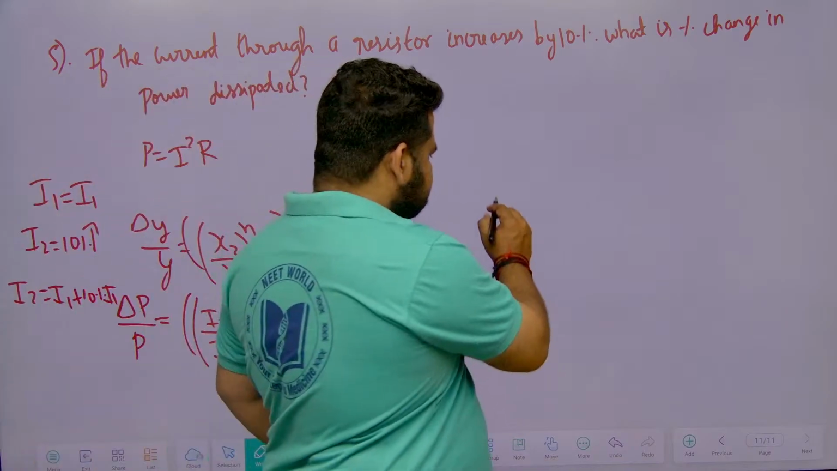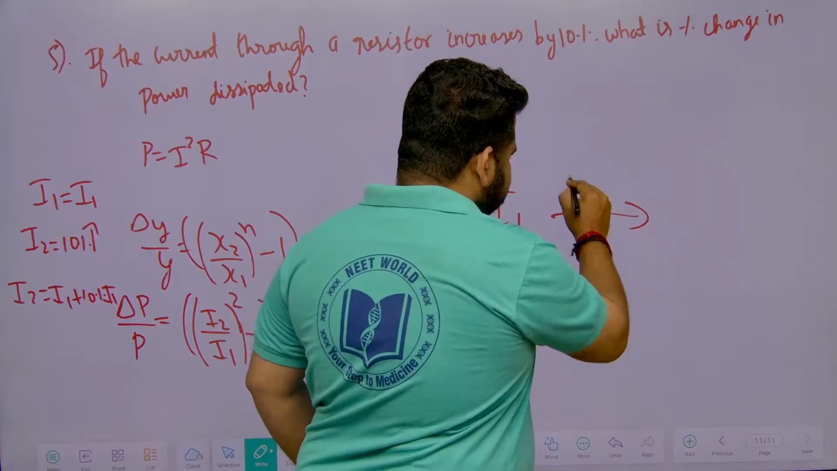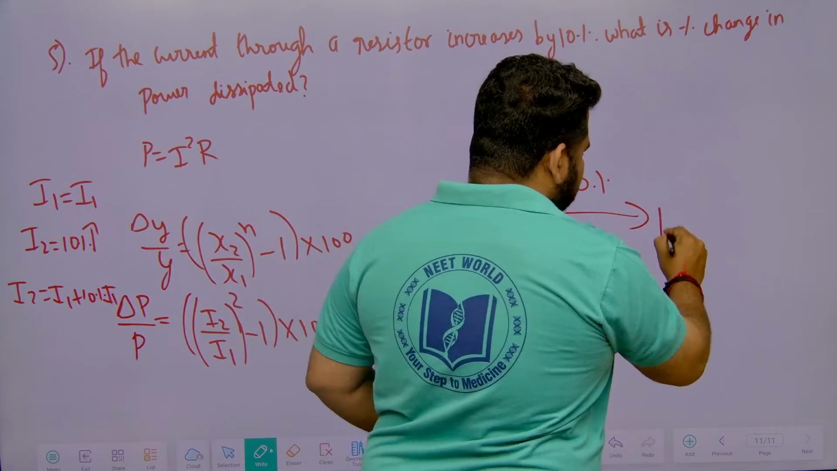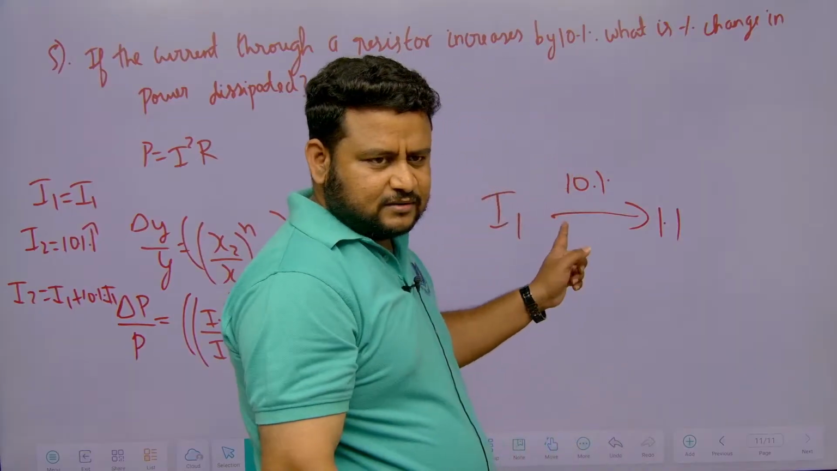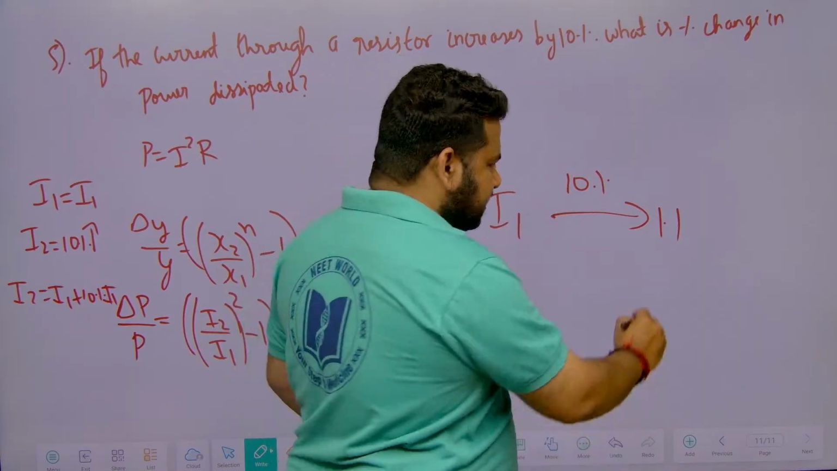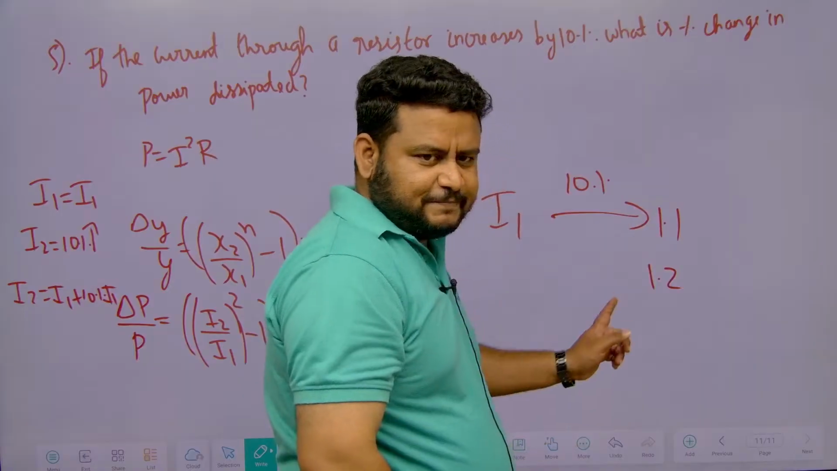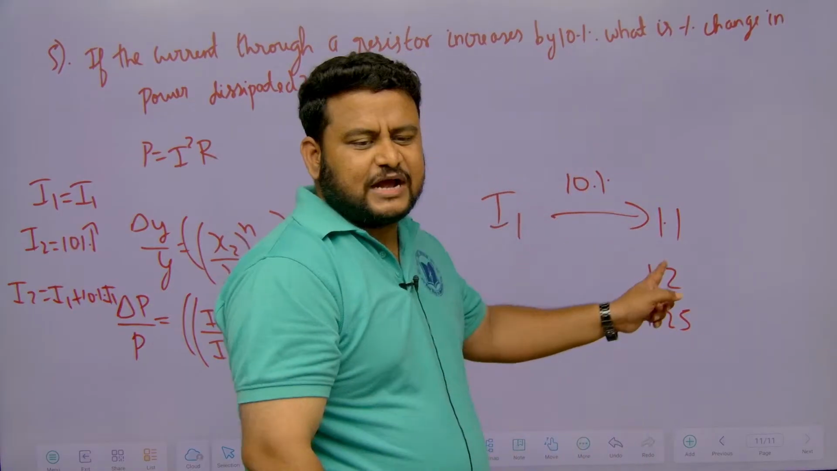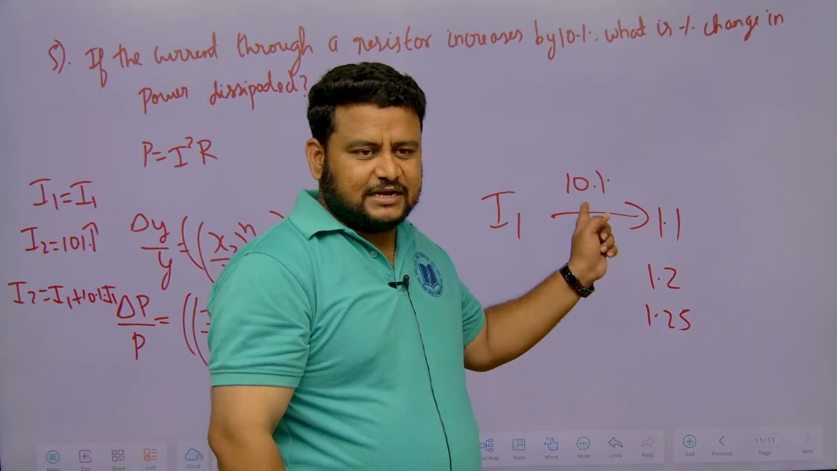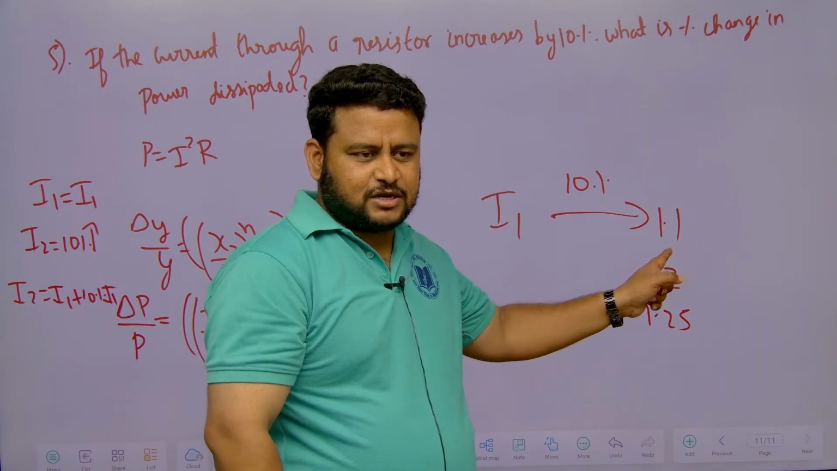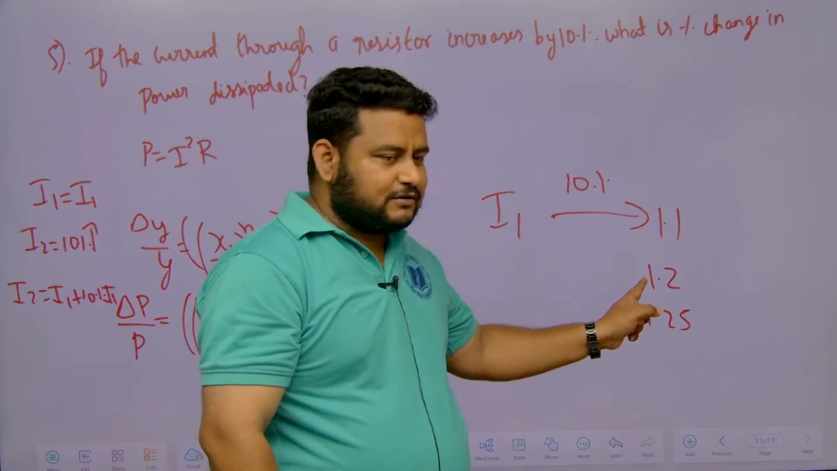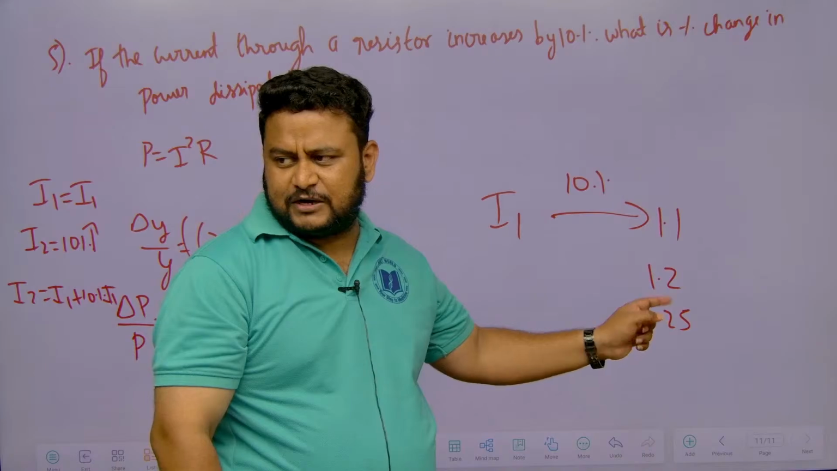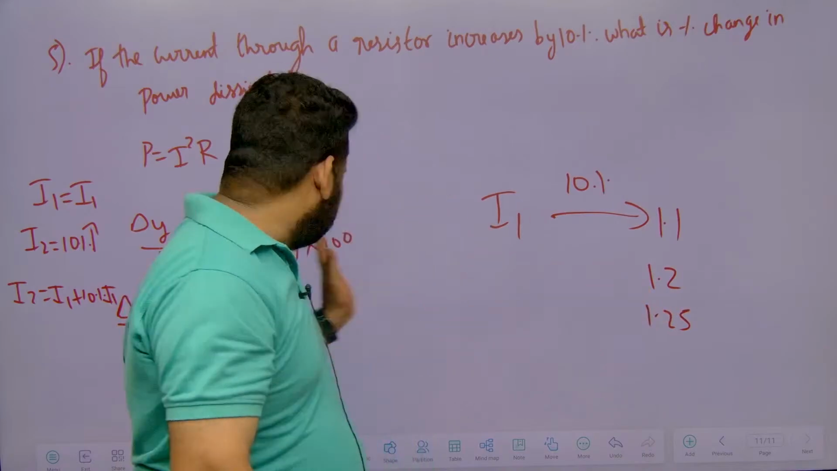Suppose there is a value I. If they say 10% increase, what is the new value of I1? It will become 1.1. If they say 20% increase, it will become 1.2. If they say 25% increase, it will become 1.25. So from 1 you have to add 0.1; 10% means you add 0.1. 1 plus 0.1 is 1.1. 20% means you add 0.2; 1 plus 0.2 is 1.2 directly. Don't do all these steps, not required.